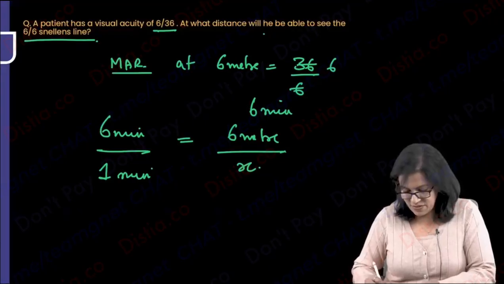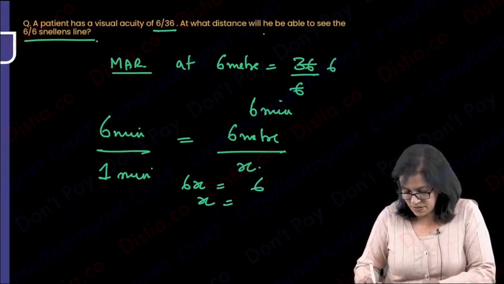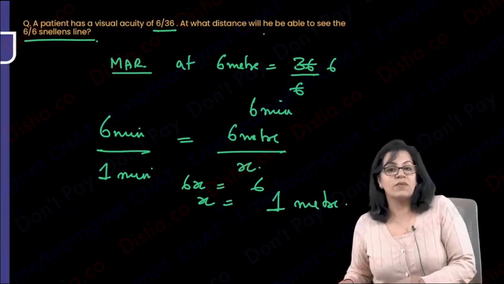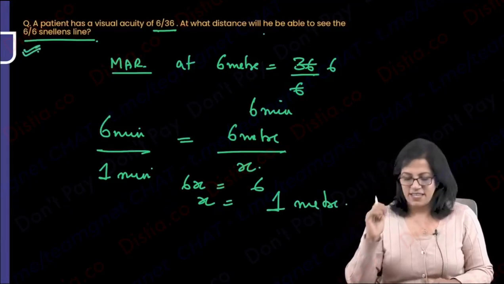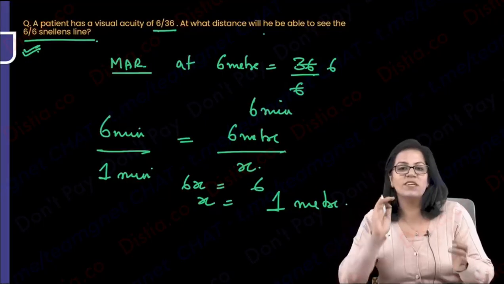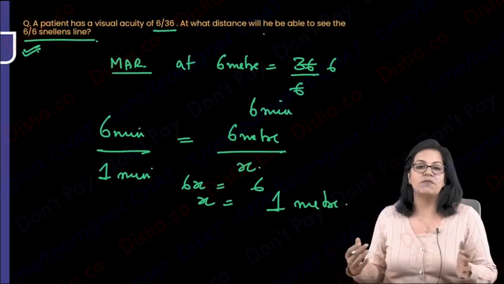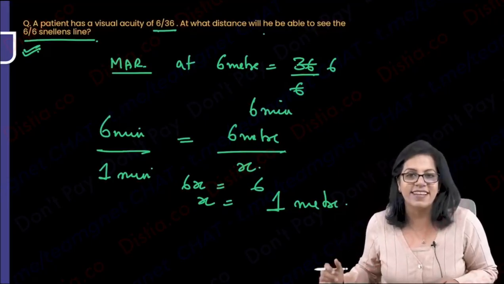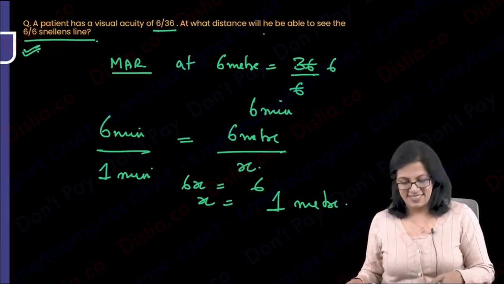So again, what is the value now? Cross multiply again. So it is 6x is equal to 6. So x will be equal to 1 meter. So at 1 meter distance, he will be able to read the last line. So this time he is not asking you how much he has to travel. That's the only difference from the previous question. It is at what distance it will happen. Then you don't have to subtract anything and you just have to answer like this. Right? Hope it is clear to you all.